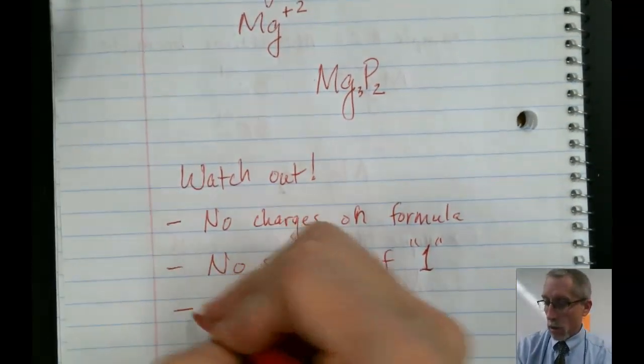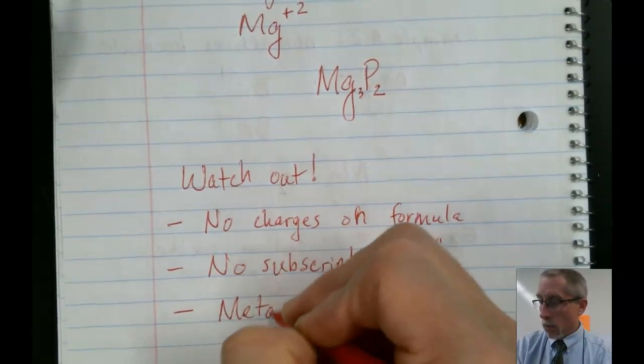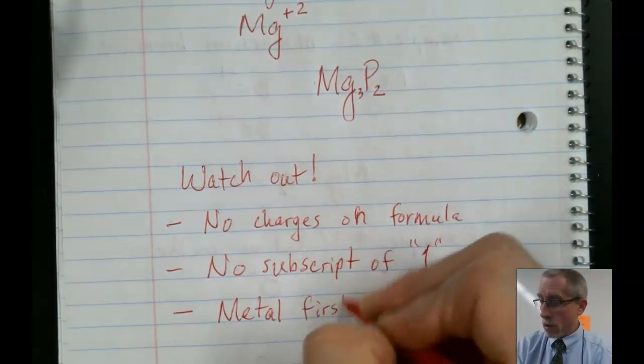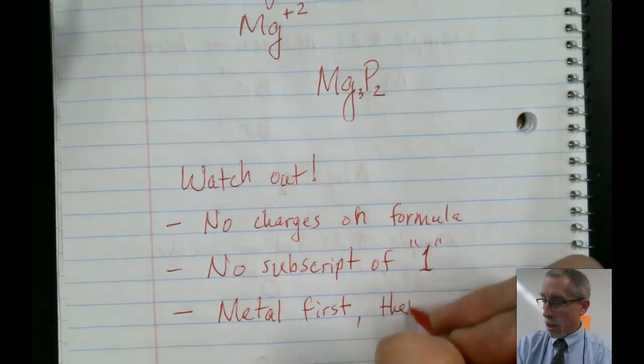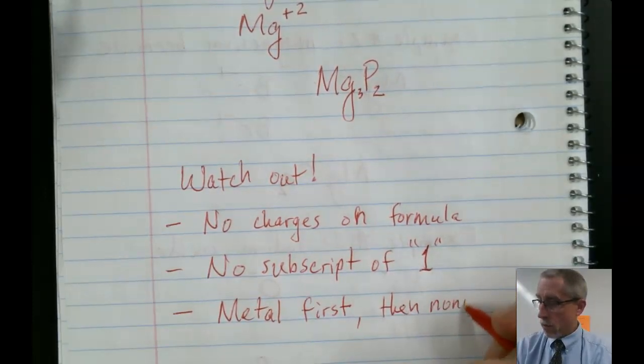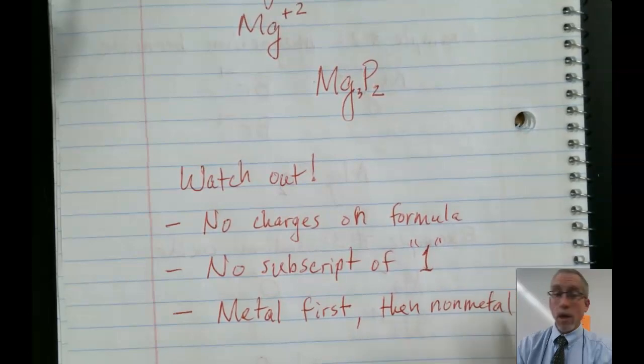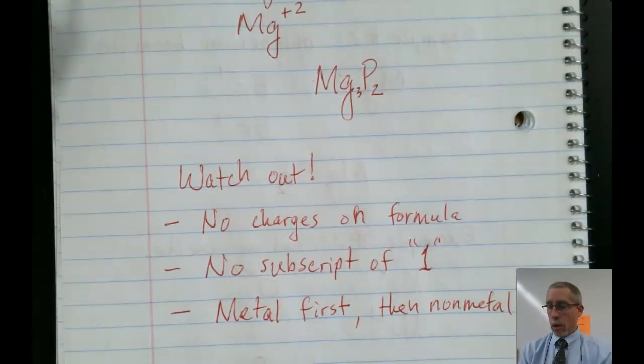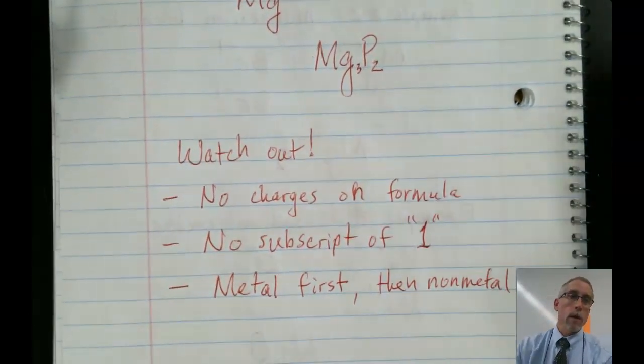Okay? Write the metal first, then the non-metal. The thing giving away electrons, and then the thing taking the electrons. Okay?